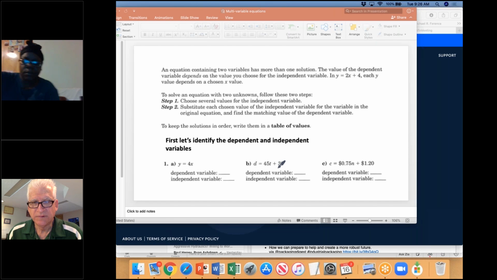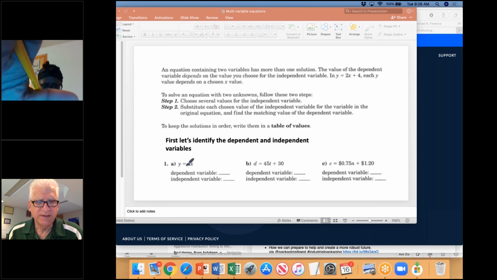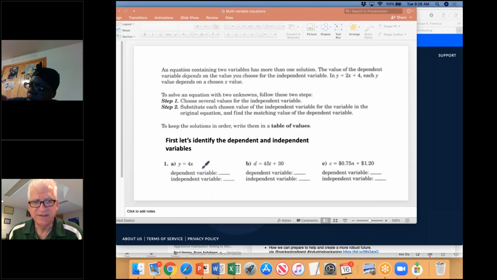I'm all set. Problem A here, we have y equals 4x. As I mentioned before, the independent variable is going to be the one that has some kind of function to it. The dependent variable is going to be by itself. So in this case, we want to take a try at which is the dependent variable.